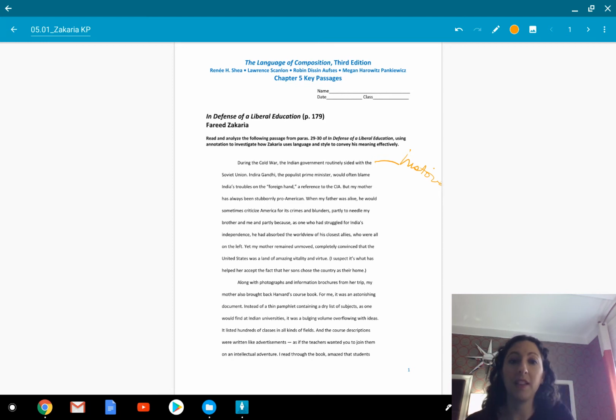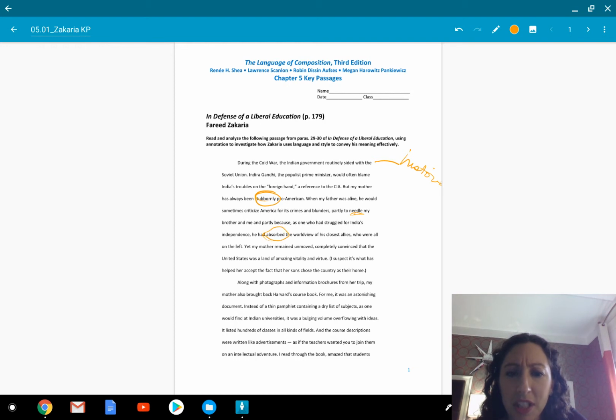And we see here, this is when he mentions his mother, who is stubbornly pro-American, right? And he contrasts her point of view with his father's point of view. And I particularly like the word needle, that his dad would not annoy, but sort of like poke fun or just make those little comments to Zakaria and his brother, because the father had a different point of view, right?